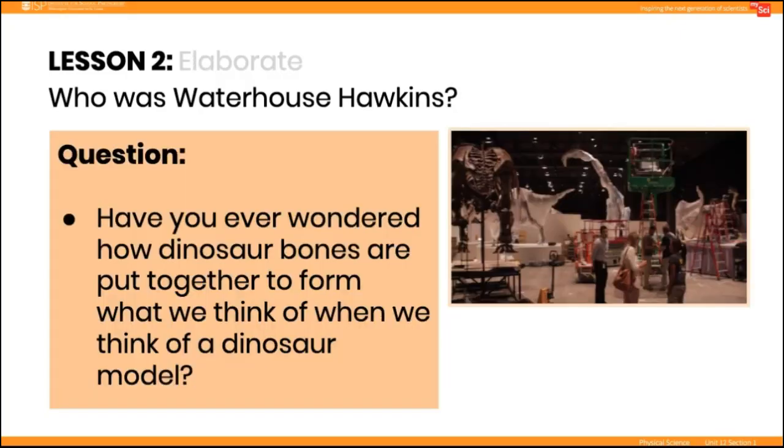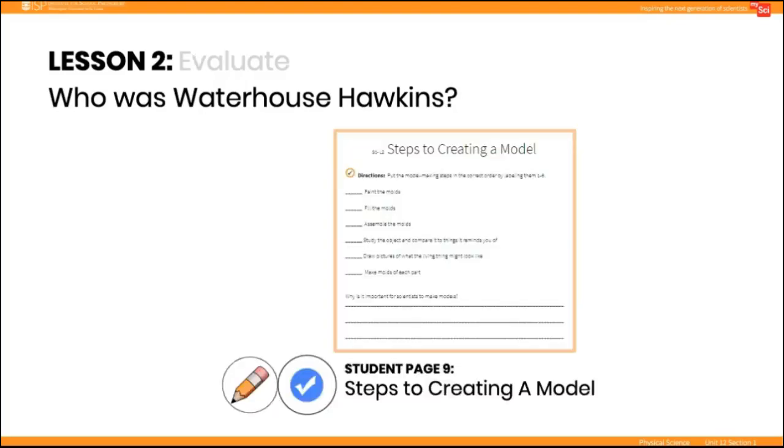In the Elaborate, use the question prompts shown here to get students thinking. Then show this video on how dinosaur bones are put together. After the video, ask students how models of dinosaurs are similar and different to the actual dinosaurs they represent.